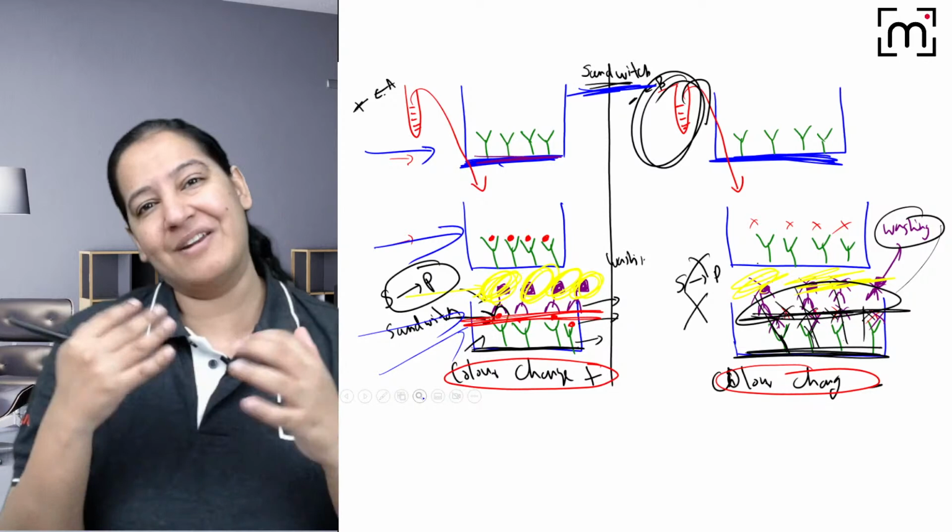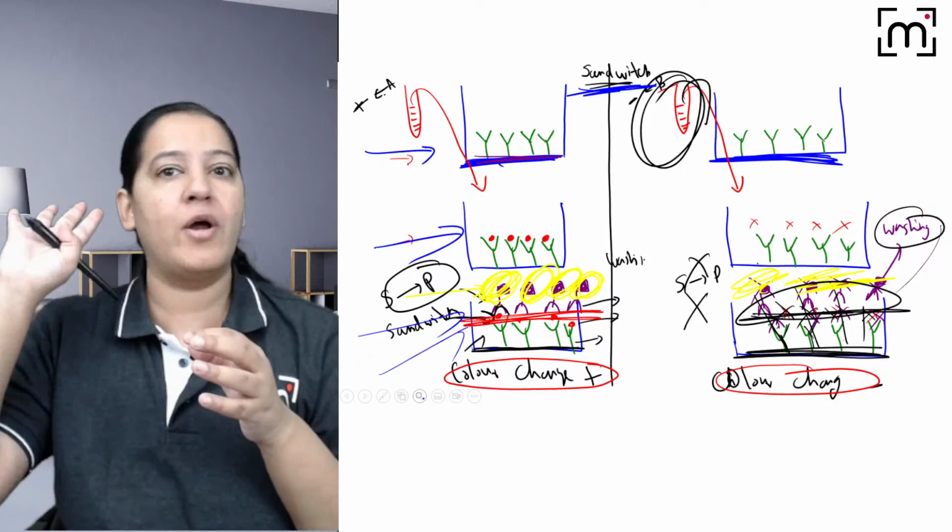But if not, no enzyme is present because the antibody is gone in the washing. So the substrate will not change into product, and there is no color change.